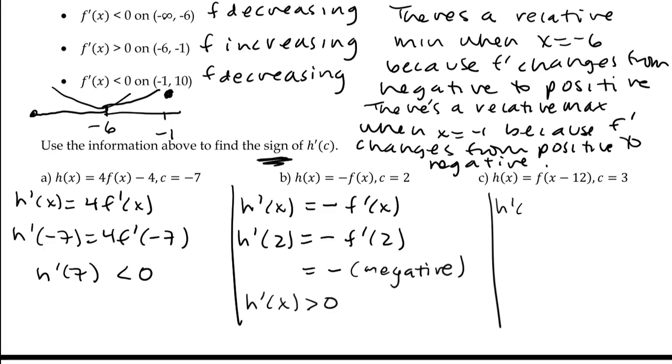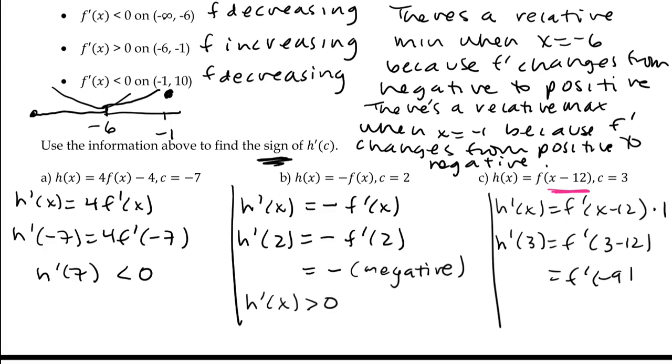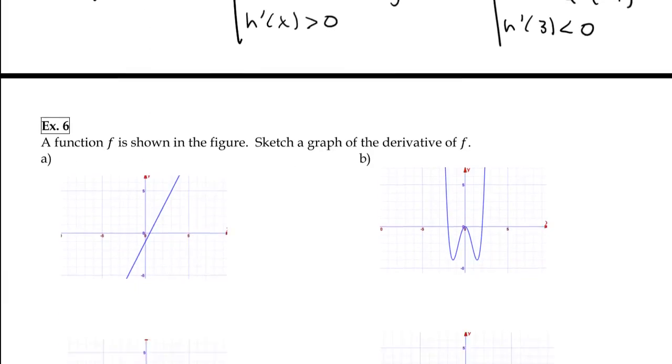Same thing here, h prime of x, now we need chain rule. The derivative of f is f prime, but remember when we have inside stuff, we have to take that derivative too, and that's just a 1. Chain rule. Now we have h prime of 3, which is f prime of 3 minus 12, which is f prime of -9. So let's go up here. -9 is in this region. The derivative is negative there. So I could say h prime of 3 is less than 0. Okay, that's all that it's asking when they ask you those kinds of problems.